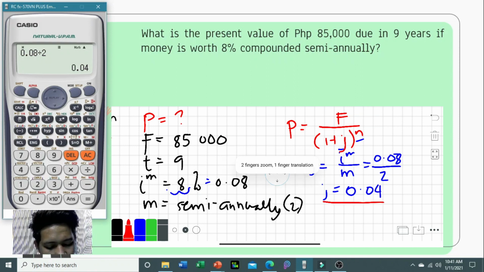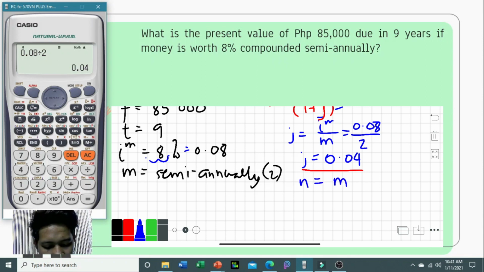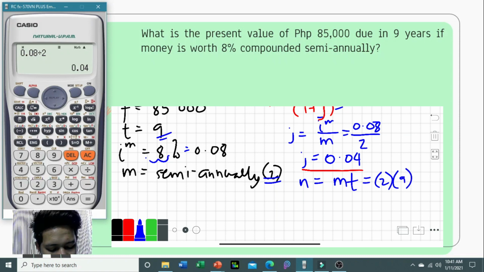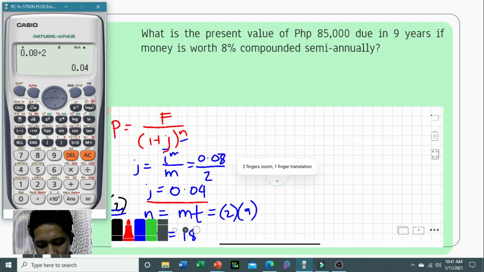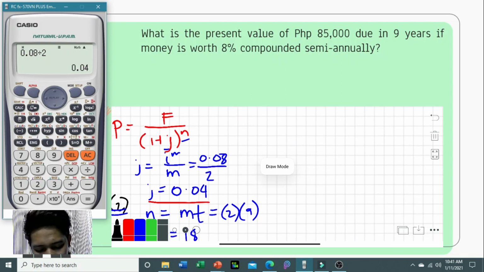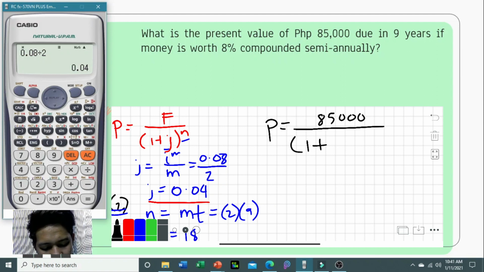Next is the total number of conversion periods, that is N. So we have N equals mt, to which our m, semi-annual, we have 2 times the time, which is 9 years. So we have 2 times 9, that would be 18. So our N would be 18. So we may now proceed in the computation of our present value. So we have P equals, our future value is 85,000 over 1 plus, what is our J? 0.04, and our N is 18.